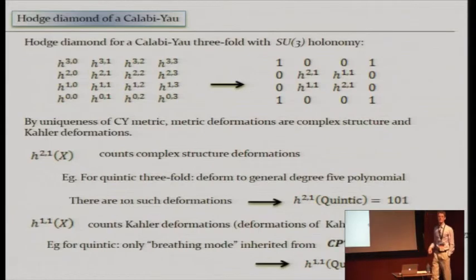Now, given the time, I wanted to say maybe a few words about why this counts complex structure deformations and why this counts Kähler deformations. I think I'm going to skip it. Basically, very briefly, to deform the Kähler class you just need a cohomology class of degree 2, and the only cohomology class of degree 2 that you have is h^{1,1}.